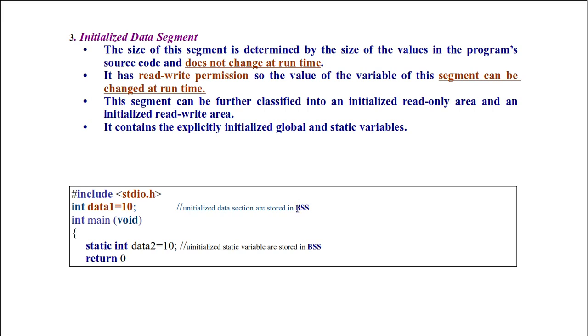Here I mistakenly mentioned BSS, it is not BSS, it is DSS or DS, please forgive that. The size of this segment is determined by the size of values in the program source code and does not change at runtime. It has read-write permission, so the value of variables in this segment can change at runtime. This segment can be further classified into an initialized read-only area and an initialized read-write area. It contains explicitly initialized global and static variables.